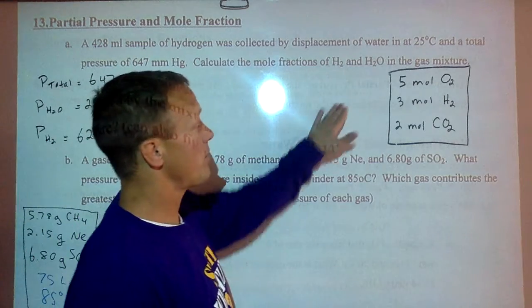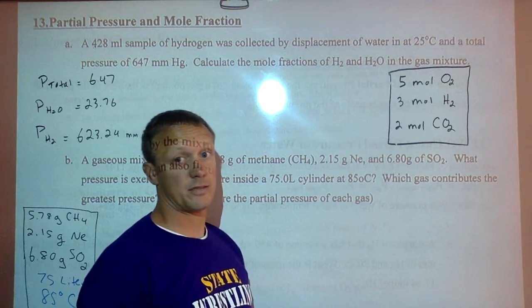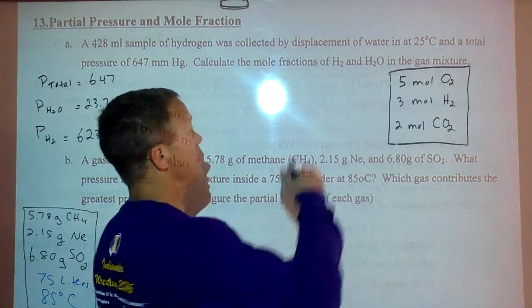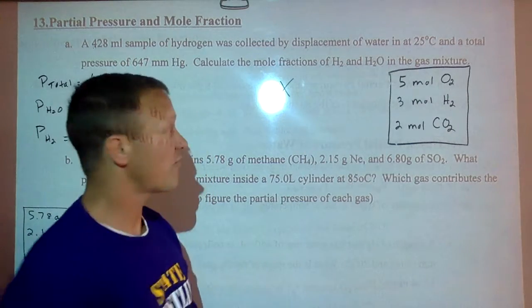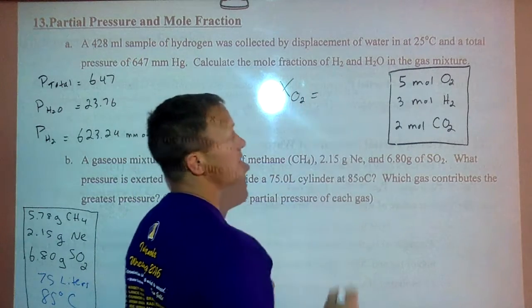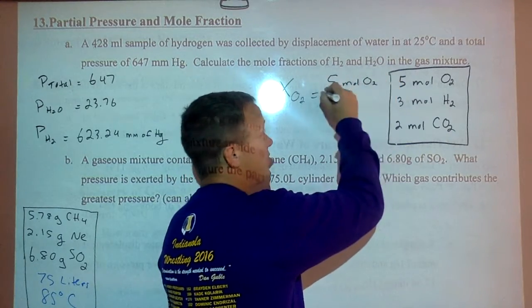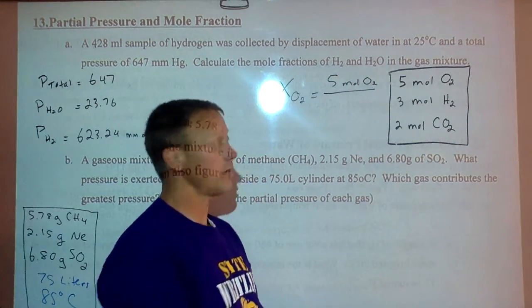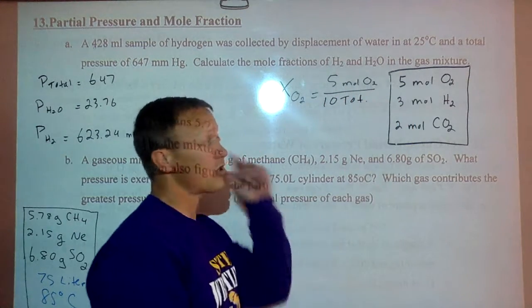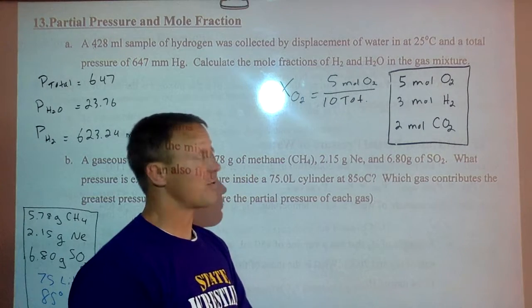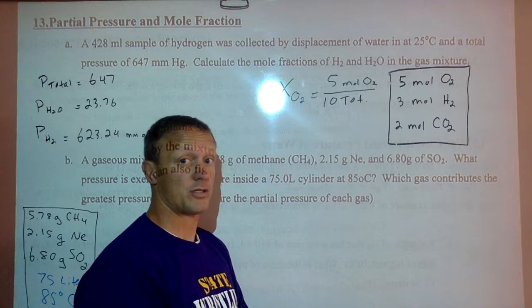If I wanted to figure out the mole fraction of those gases: mole fraction is symbolized as an X. That seems weird, but X is called the mole fraction. If I want to know the mole fraction of, say, oxygen, I would take the moles of oxygen divided by the total moles in the container. Well, 5 plus 3 is 8 plus 2 is 10. 10 total moles. So the mole fraction of oxygen is 0.5. In other words, 50% of the moles are oxygen. That also means then that 50% of the pressure is oxygen.